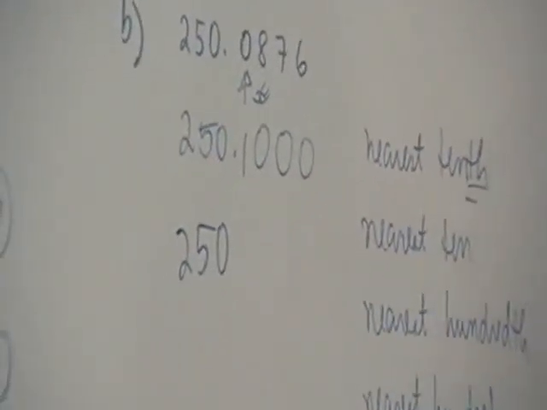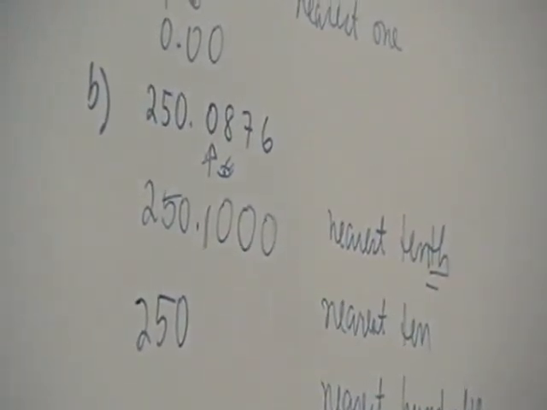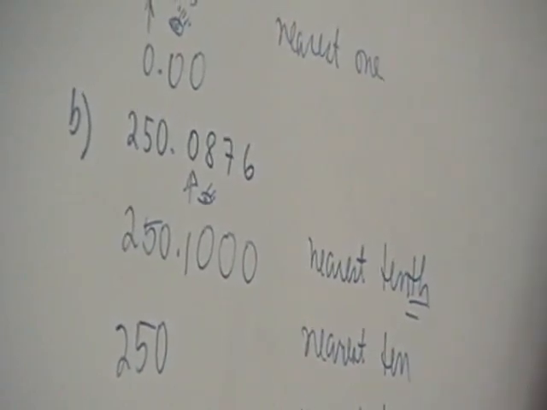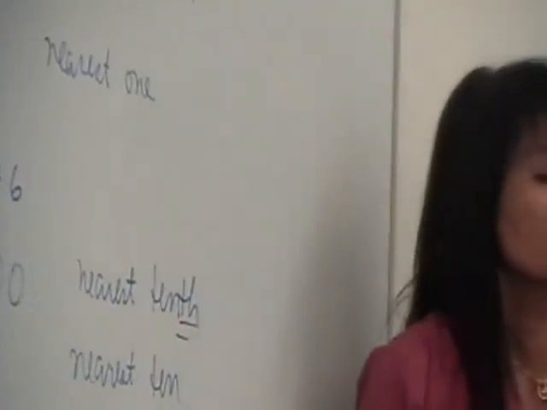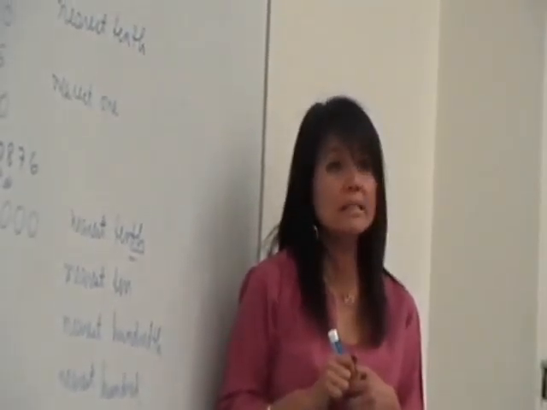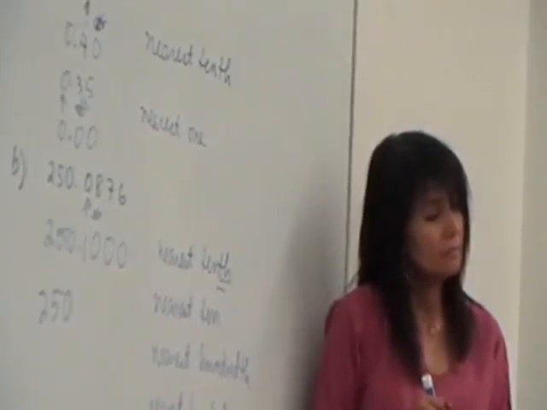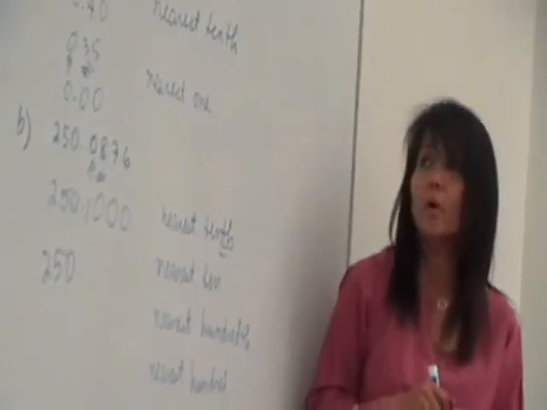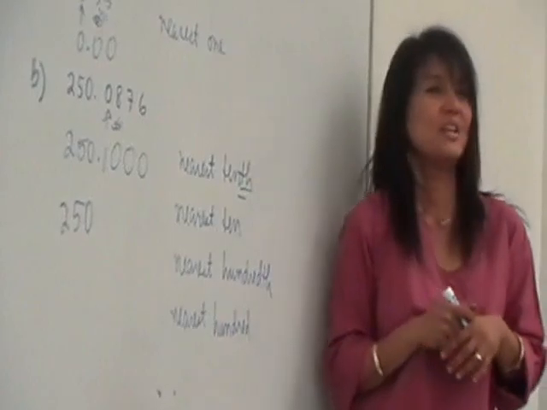Do I need to put point 0.00000? No. So when we have a decimal, we start counting ones, tens, hundreds. Not from the left. Because when you have just whole numbers, it's from right to left: 1, 10, 100. We call them whole numbers, not plain numbers.